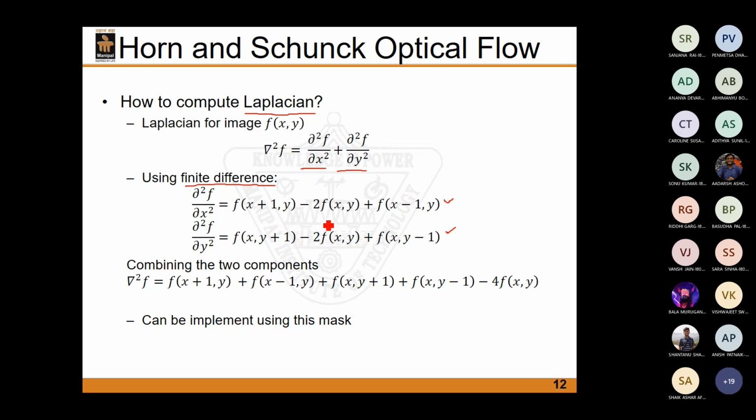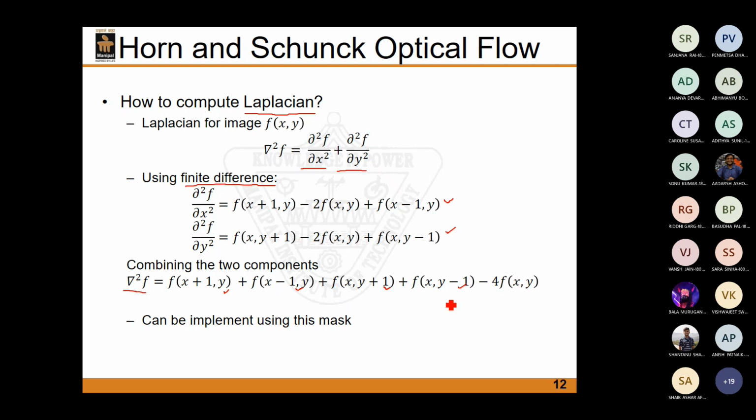Once you have these formulas, when you combine them together to form del square f, this is what I get. Now from this equation, you have all these neighboring points. If f of x, y is the center pixel, then these are basically the immediate neighboring points that you have.